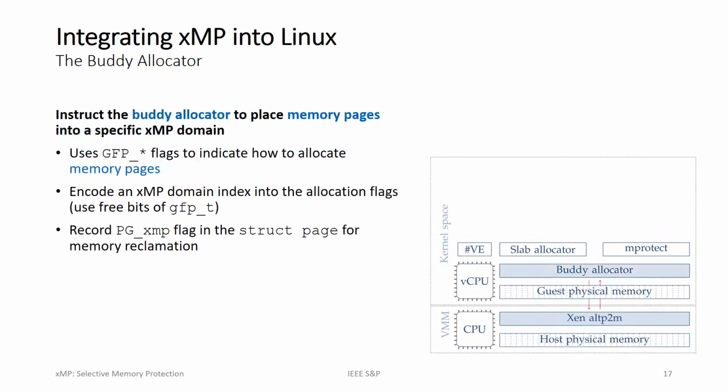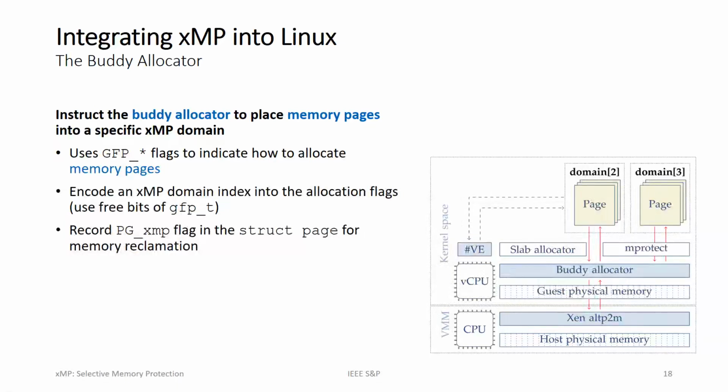The buddy allocator uses the GFP flags, which stand for Get Free Pages, to indicate the conditions, the location, and the way how to allocate a set of physically contiguous pages. Any other allocator in the system uses the buddy allocator to acquire physical memory. We cause the buddy allocator to place the allocated memory pages into a specific xMP domain. Specifically, we encode an xMP domain's index into the GFP allocation flags. In this way, the allocator receives sufficient information to inform Xen alt-p2m and to place the allocation into the provided xMP domain. In our implementation, we have used 8 free bits of the GFP flags to encode the xMP domain's index.